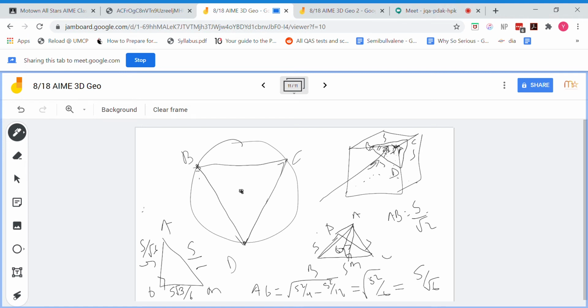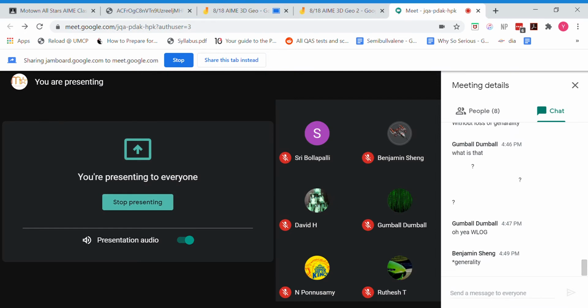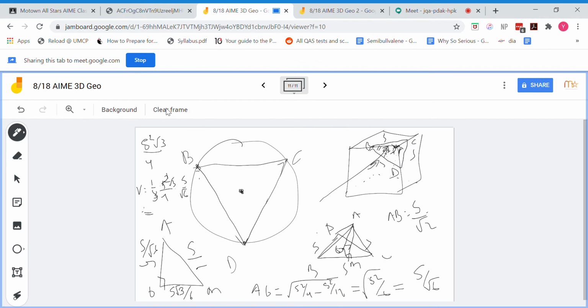We know the area of triangle BCD is S squared root 3 over 4. And so the volume equals 1/3 times S squared root 3 over 4 times S over root 6. And so this comes out to be S cubed over 12 root 2. And so that's what we wanted.